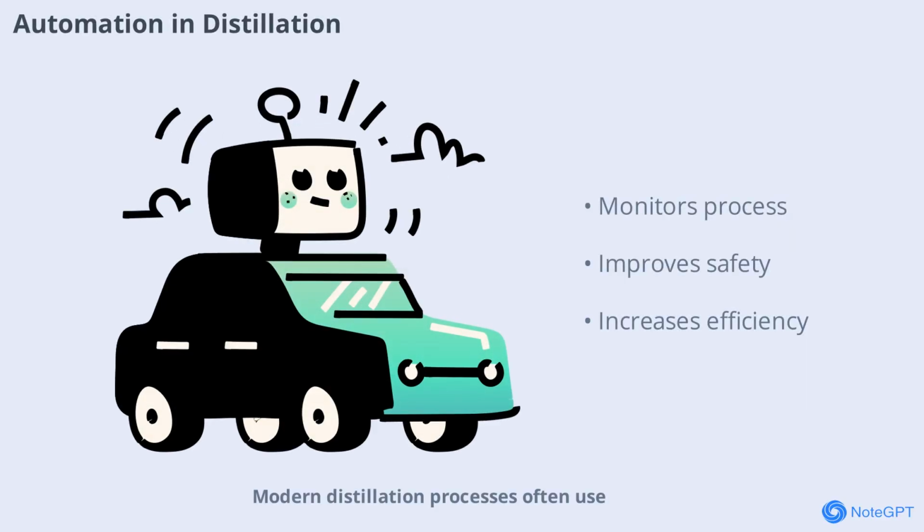Modern distillation processes often use automation to monitor and control temperature, pressure, and flow rates. Automated systems improve consistency, safety, and efficiency, allowing for large-scale operations with minimal human intervention.